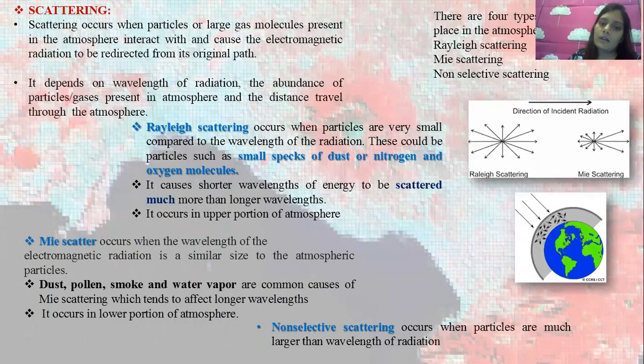Scattering means what? It will scatter around. There are 4 main types, but here we are doing 3 types of scattering: Rayleigh scattering, Mie scattering, and non-selective scattering. Scattering is when particles or large gas molecules in the atmosphere interact and cause the electromagnetic radiation to be redirected from its original path. Rayleigh scattering occurs when particles are very small compared to the wavelength of radiation. Mie scattering occurs when the particle size and wavelength are about the same. Similarly, non-selective scattering occurs when particles are larger than the wavelength itself.